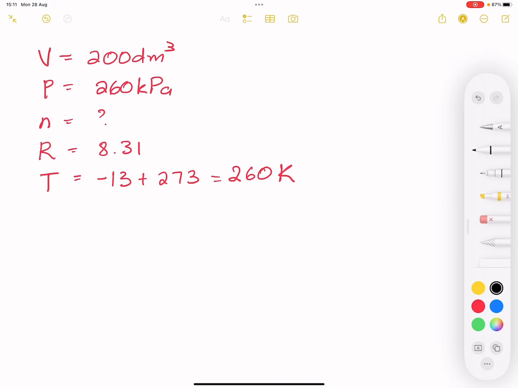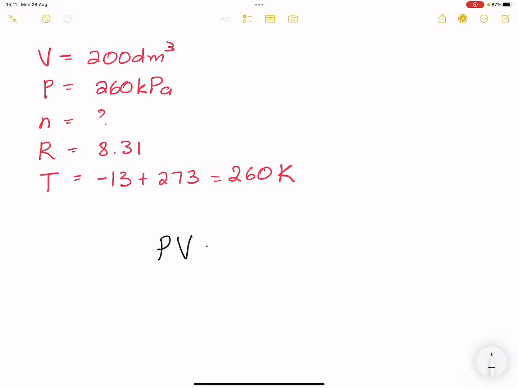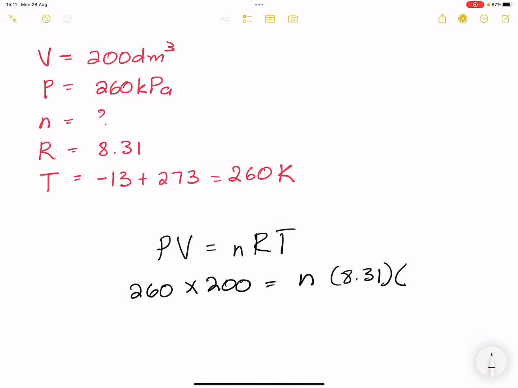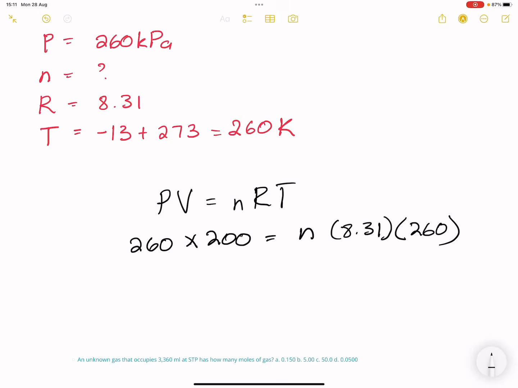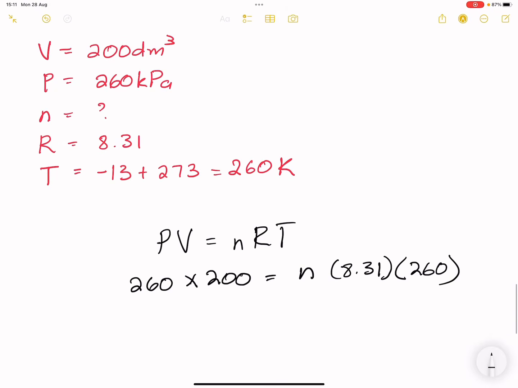Now, we want to find the number of moles, and so we use our ideal gas equation, PV is equal to nRT. So the pressure value is 260, multiplied by 200, which is the volume. We're looking for the number of moles, that's n, times 8.31, times 260 Kelvin. So all we're going to do is divide both sides by 8.31 times 260.